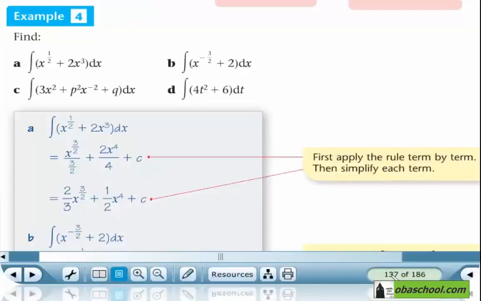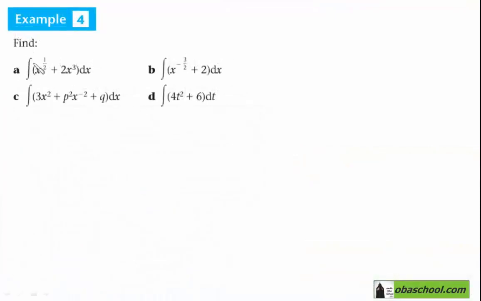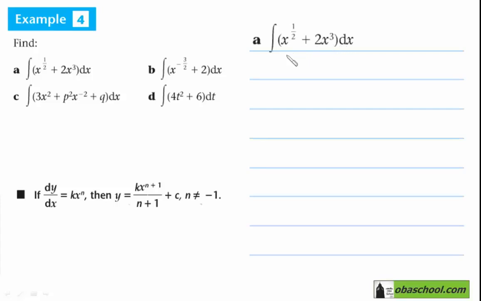On page 137, we have example 4. Let's find part A and part B, where we are asked to find the integration. This symbol means let's integrate x to the power half plus 2x to the power 3, all multiplied by dx. The dx tells us that we are going to integrate with respect to x. Using the formulas in section 8.1, let's start with part A. We have x to the power half plus 2x to the power 3, two terms. Let's integrate each term separately as we learned previously.